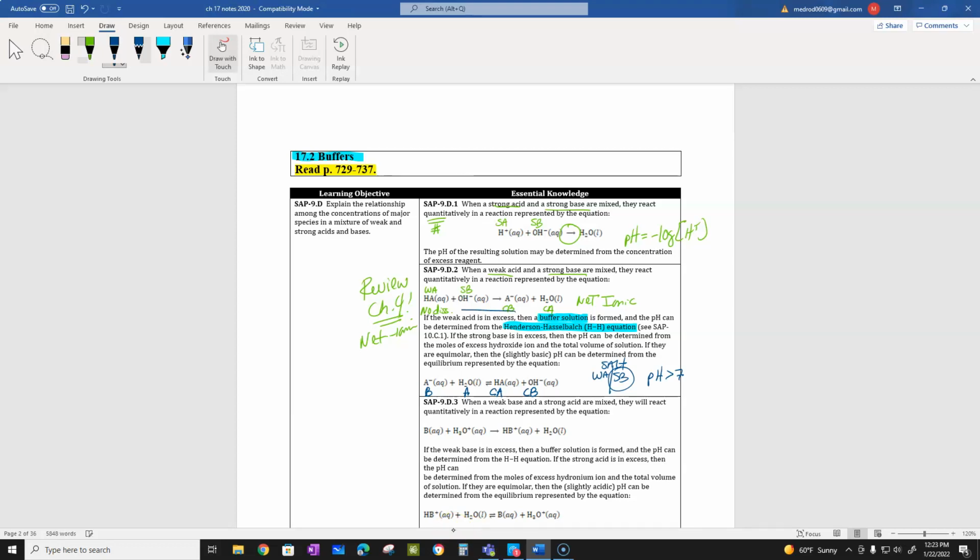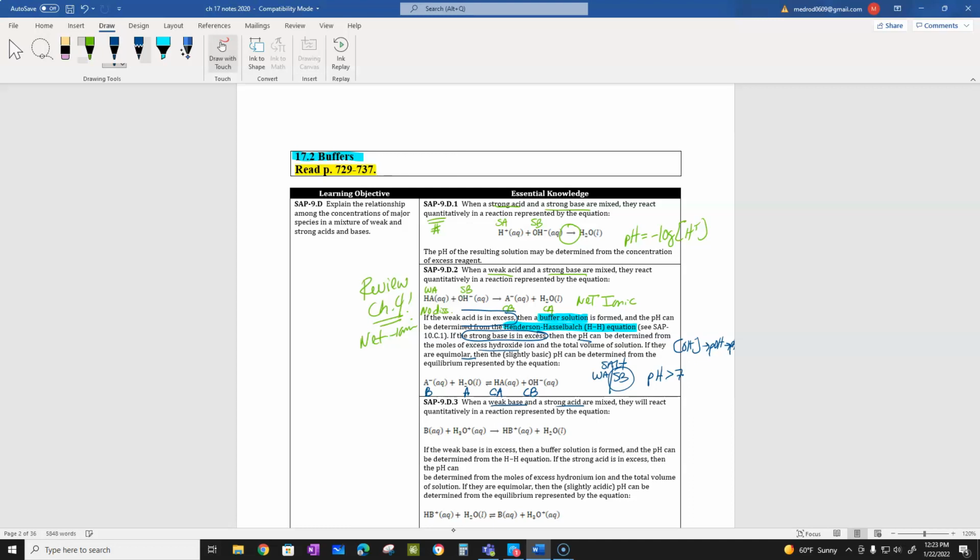So if your weak acid is in excess, you can use our Henderson-Hasselbalch equation. If the strong base is in excess, then we can determine pH from that OH excess, but we'd have to go to OH concentration, we'd have to go to pOH, and then we'd have to go to pH. Okay, so we got some stuff to do there. I'm just telling you all the rules first before we do examples. And if they're equal, okay, well then that's when we can use ICE charts. When a weak base and a strong acid are mixed, then we'll get the following equation.